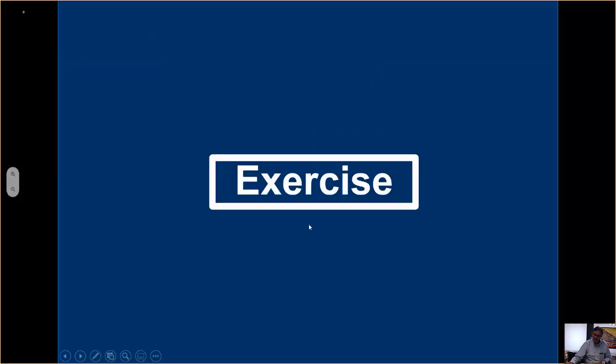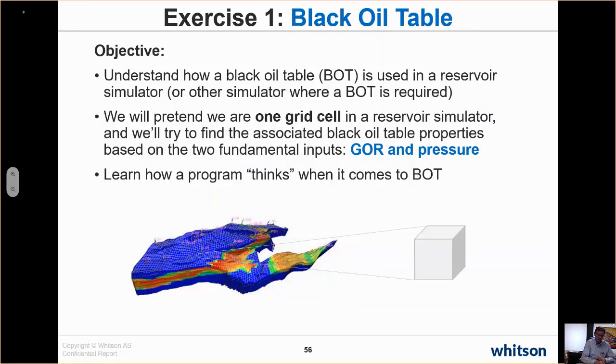Something like this. So the objective of this exercise is that we are going to understand how a black oil table is used in a reservoir simulator or any other simulation package where a black oil table is required as an input.